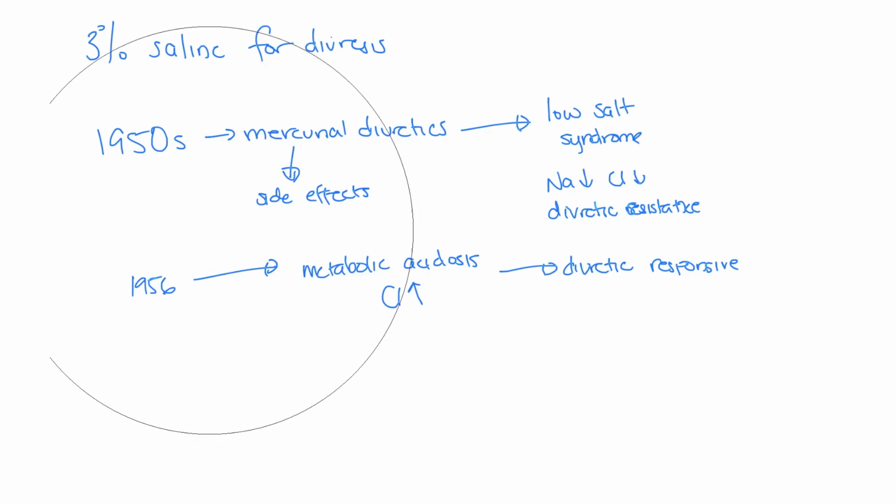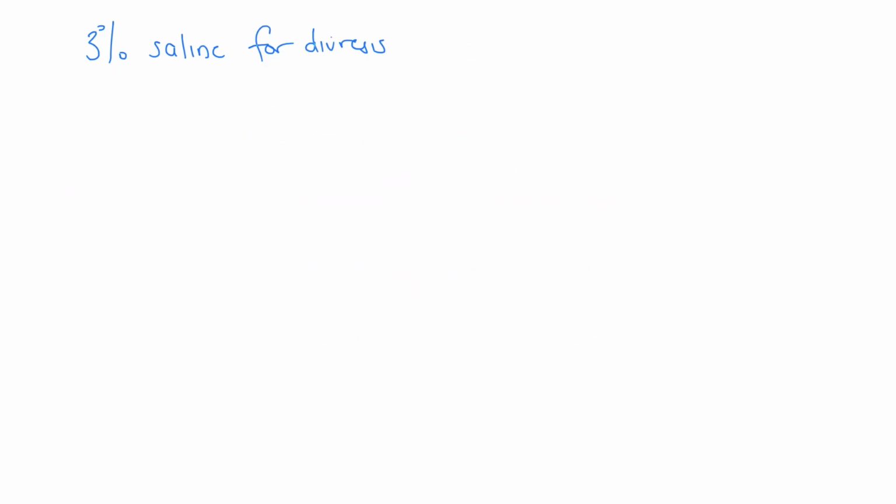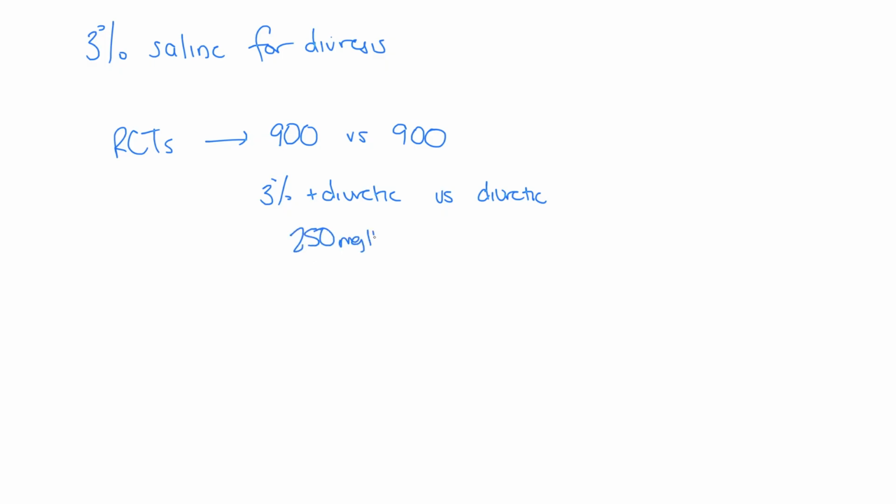In the 1990s into the 2010s, this was taken a step further by multiple randomized controlled trials that got larger and larger, the largest one being a 900 versus 900 group randomized controlled trial where they did 3% saline plus diuretic versus standard diuretic alone. They did use some really weird doses of diuretic. They used something like 250 milligrams IV BID of Lasix. But other trials have come out using more reasonable doses and also different ways of evaluating the mechanism of all this, of what I'm about to say.